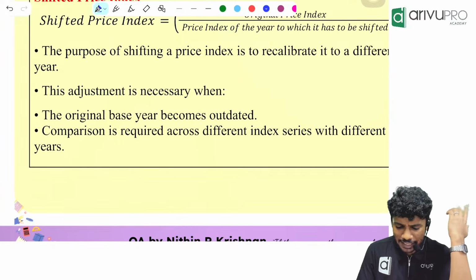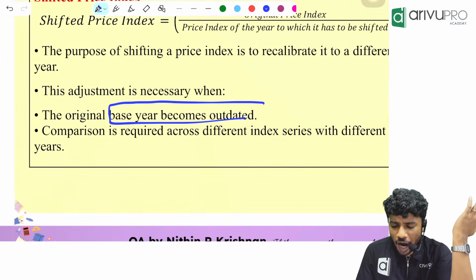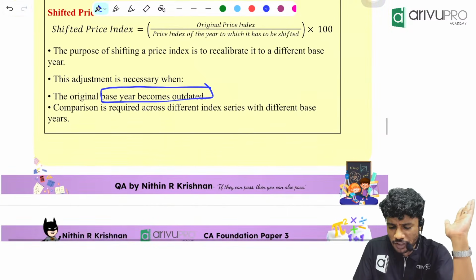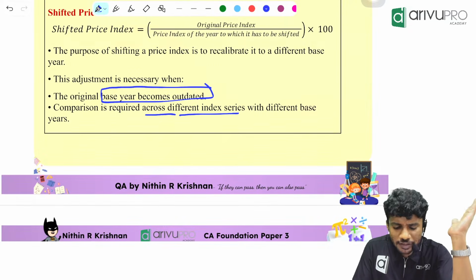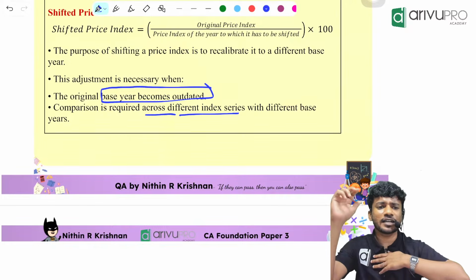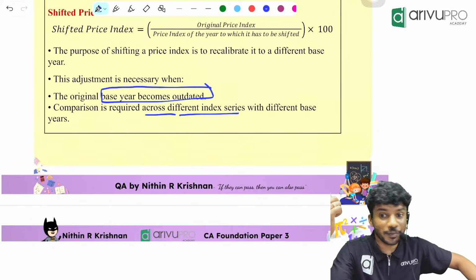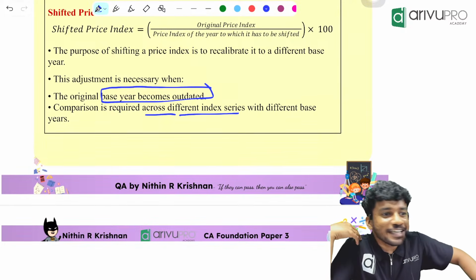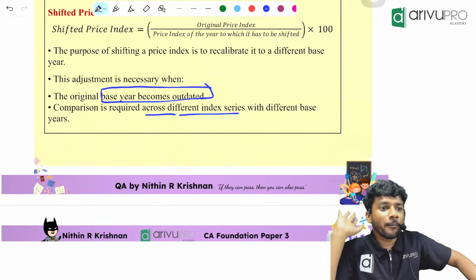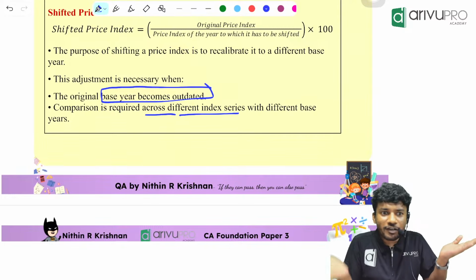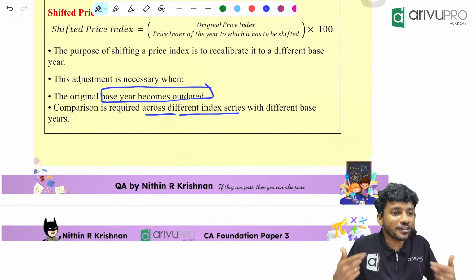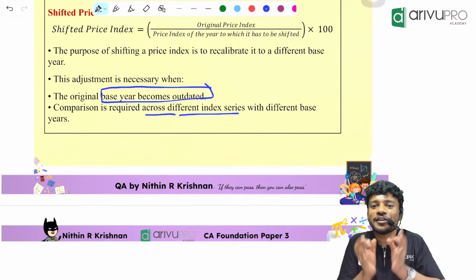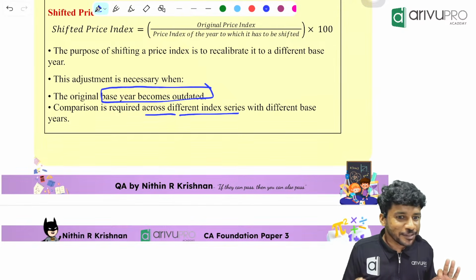Then, what is the use case of this? The use case is whenever our base year becomes outdated, it is not valid anymore, then comparison is required across different index series with different years. For example, India is having an index number. We are taking 1947 as the base. Then Trump is coming with another index number. He is having 2020 as the base. Then can we compare our index with their index? No. We should shift our index to 2020. Whatever is their base, we will change to that, and we will do the comparison. Got it, people? Yes, done.